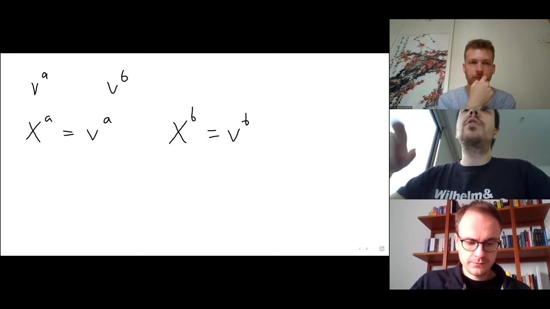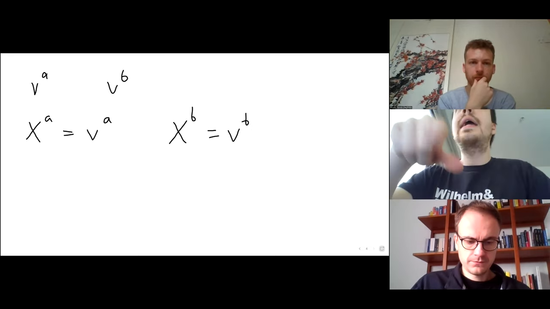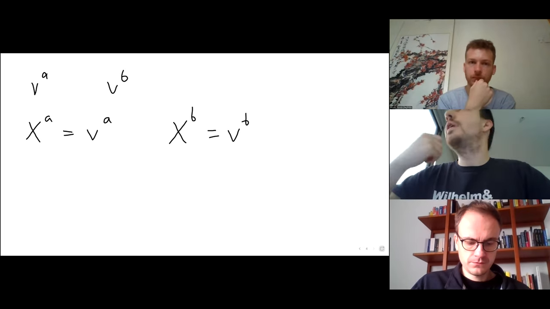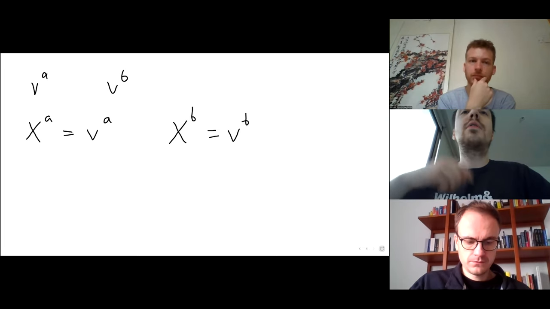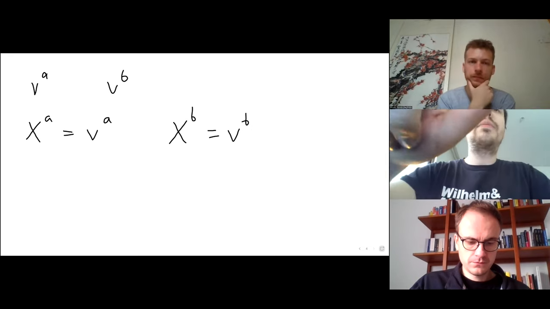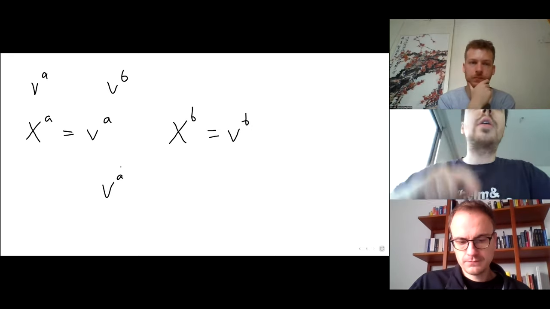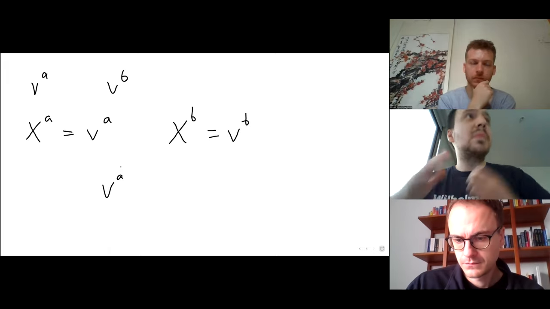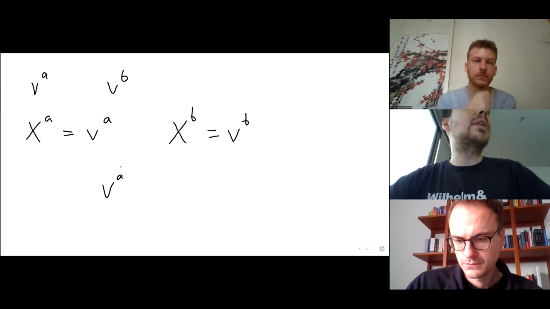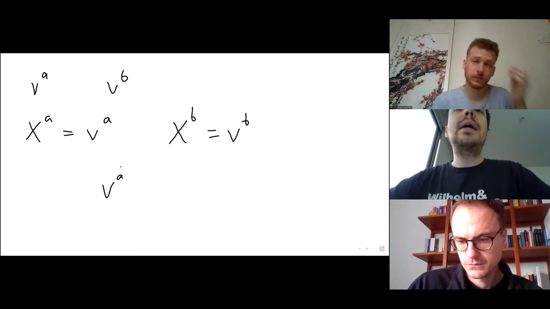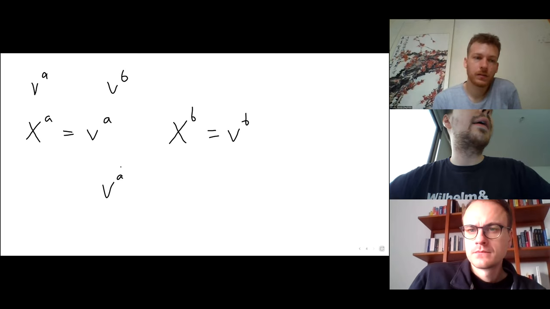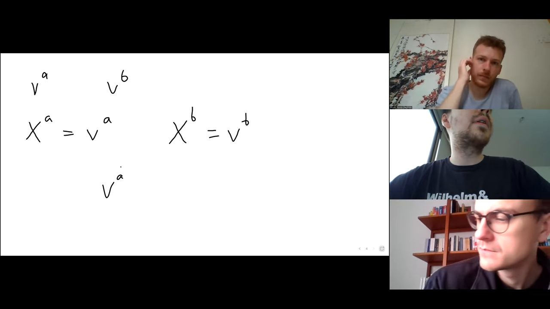Sometimes one also uses a dot to indicate a different type of tensor. So for example, V^A dot is sometimes used to describe spinors. There are various ways one can use this abstract index notation. One just needs to agree on an alphabet usually. Does that answer the question?